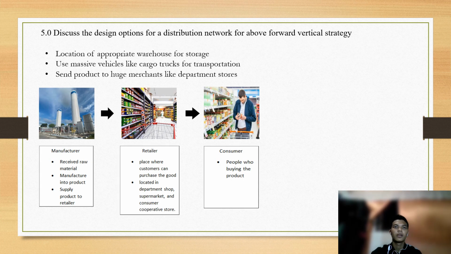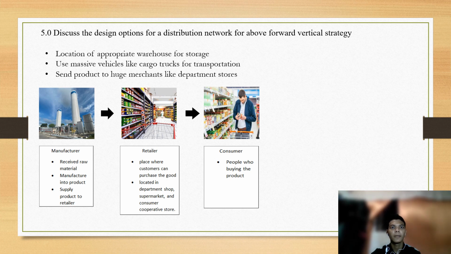Thank you. For 5.0, discuss the design option for a distribution network for the above forward vertical strategy. First, the location of the appropriate warehouse for storage must be strategic. The second one is we use massive transportation like cargo trucks to transport our product to retailers. And the third is we send our product to huge merchants like department stores, supermarkets and so on.